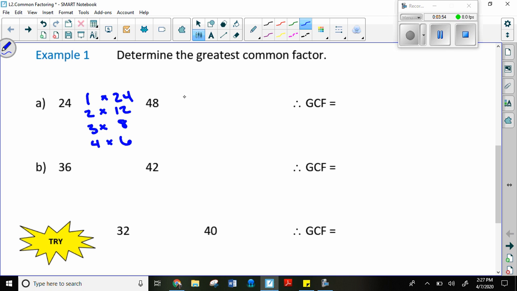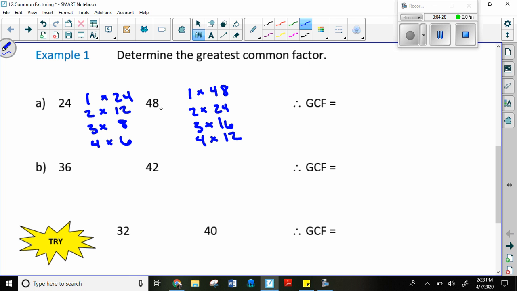I need my calculator for this one because 48's got some bigger numbers that are possible factors. So 1 times 48. 2 times, how would I figure that out real quick? 48 divided by 2, 24. 48 divided by 3, 16. So 3 times 16. Let's go. 48 divided by 4. Use your calculator. That's okay to do that. 4 times 12. We know 5 doesn't go into 48.